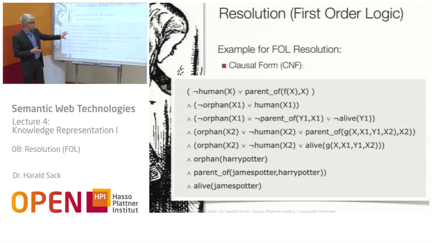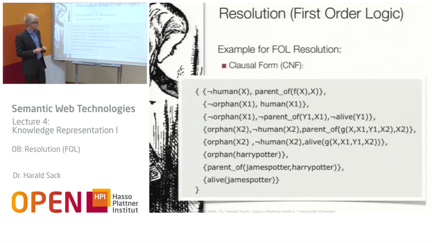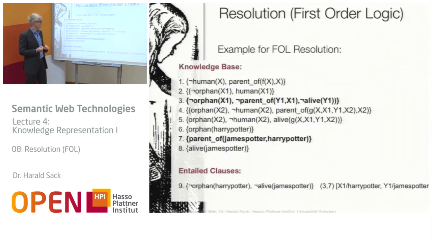So this is the clausal form, and of course, the clausal form then also can be written with the curly braces. And there we see we have 1, 2, 3, 4, 5, 6, 7, 8 clauses. And on these clauses, then, we can apply resolution for first-order logic. OK, we have our knowledge base with these 8 clauses. And what we do now is we try to identify 2 clauses that can be combined in a resolution step.